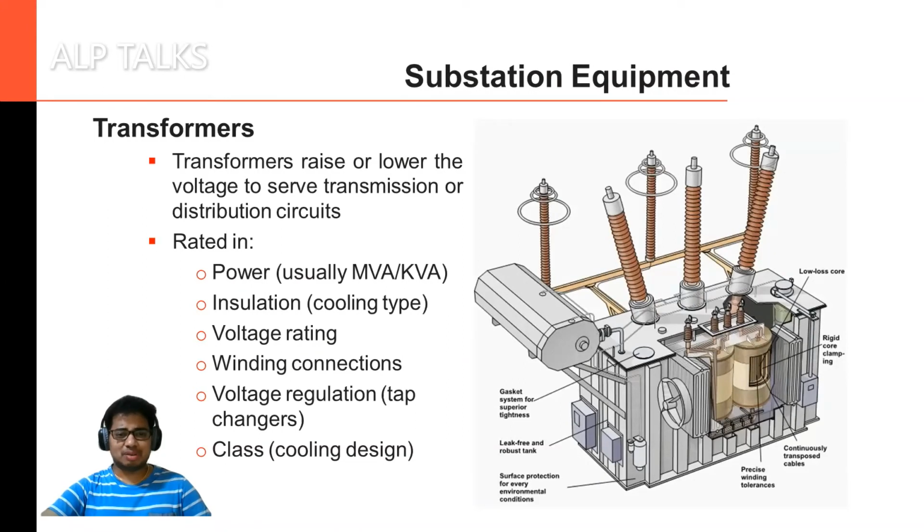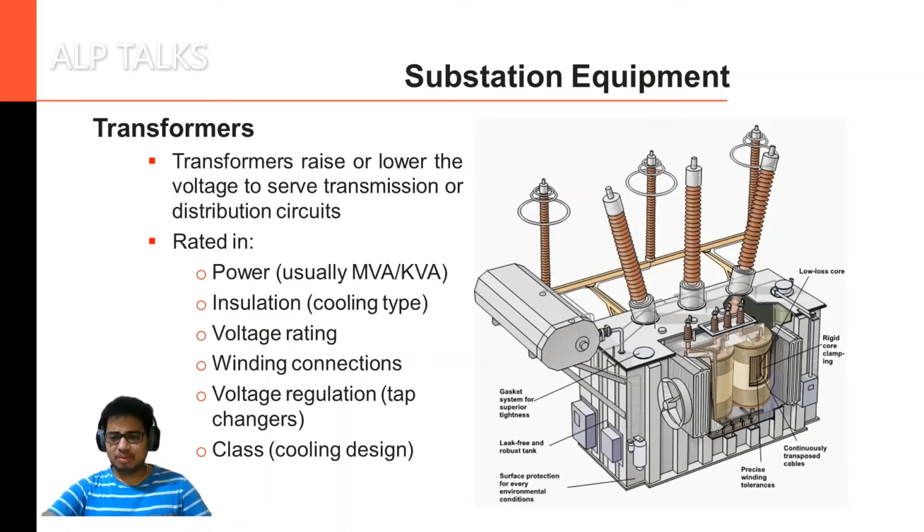We will have transformers. Transformers raise or lower the voltage to serve transmission or distribution circuits. Generally, they are rated in power, MVA or kVA. We have insulation, that is the cooling type and all. We have the voltage rating and winding connections. We have voltage regulation, generally tap changes and all. We have the cooling design and the temperature class also.